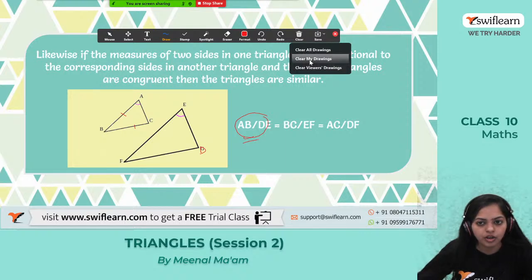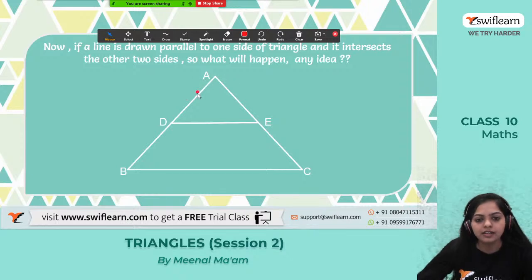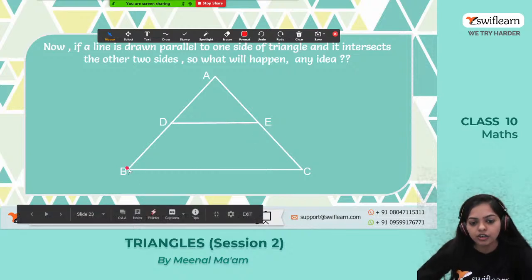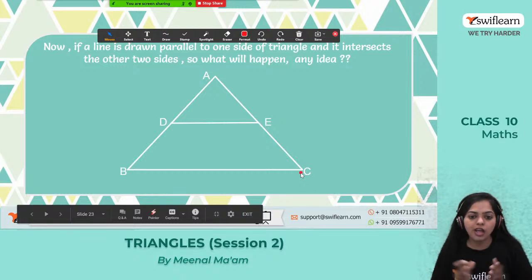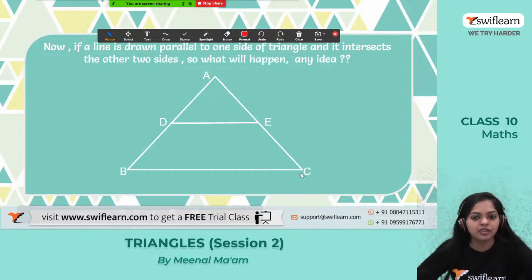No? Alright, so let's have a look at the next slide and more detail about the similarity of triangles. So now, if a line is drawn parallel to one side of a triangle and it intersects the other two sides, this line DE, what will happen? Do you have any idea? If I say this DE is parallel to one of the sides of a triangle, that is BC, do you have any idea what will happen? Okay, so let's have a look.